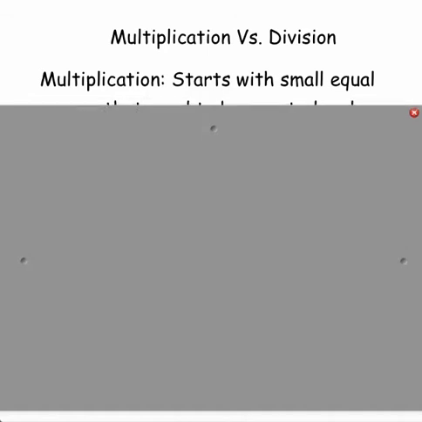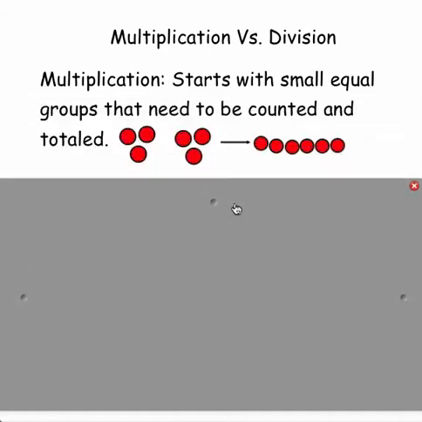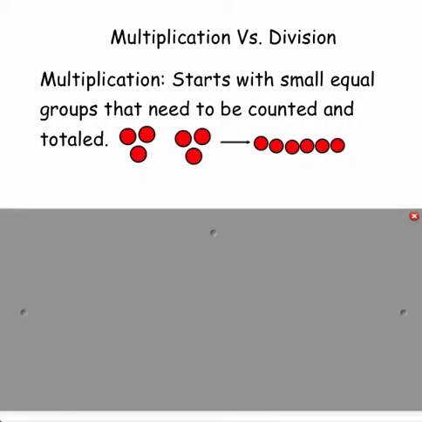Multiplication versus division. Multiplication starts with small equal groups that need to be counted and totaled. In this example, there are two smaller groups, and each group has 3 things inside of it. I need to total them up to get a large group, and that would make an answer of 6 over here. I'm taking my 2 small groups of 3 and combining them to make one group of 6. So multiplication starts small and usually ends with a big answer.